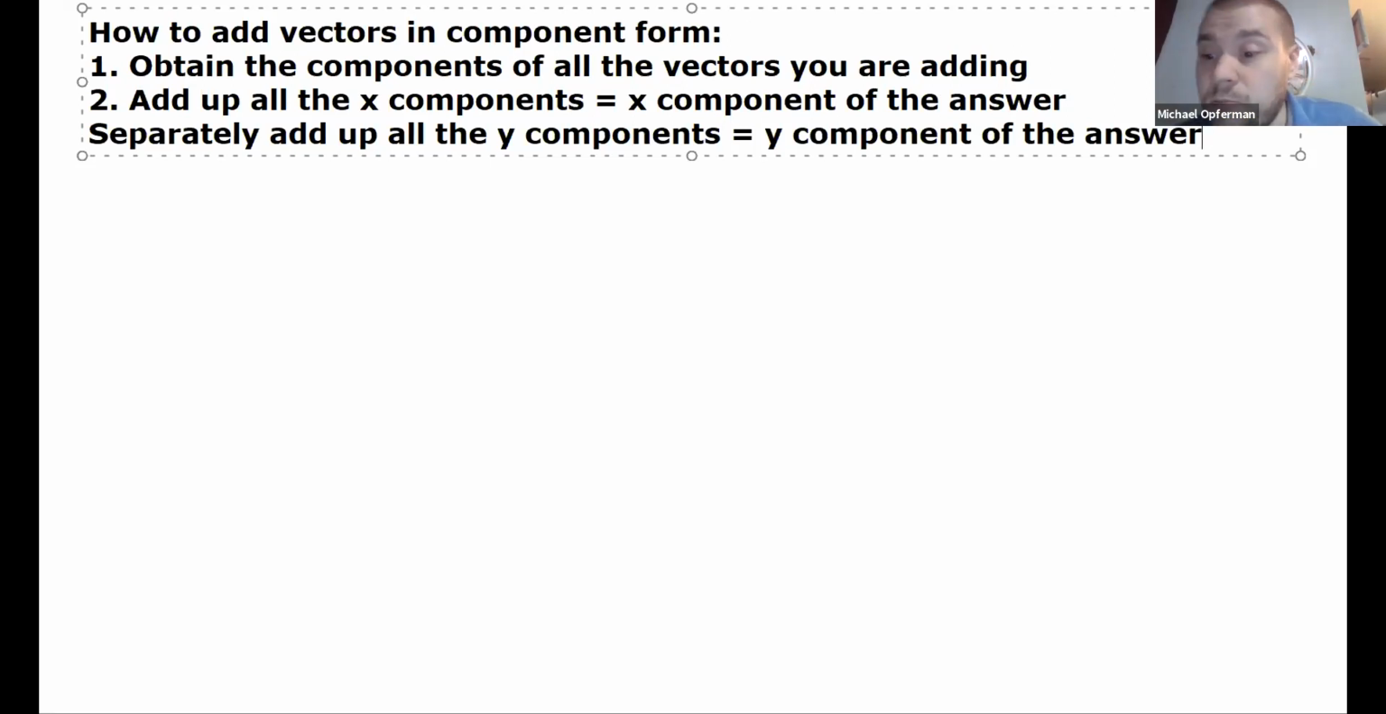And it's just that simple. People make this hard, but it's actually not hard at all. You just break everything into x and y components, completely separate them from each other, and then add all the x in one column, add all the y in another column, and then you have your two answers. Because remember, there's actually two answers when you're trying to obtain a vector, because vectors have two pieces of information involved in them.